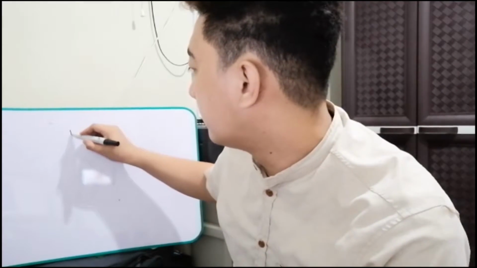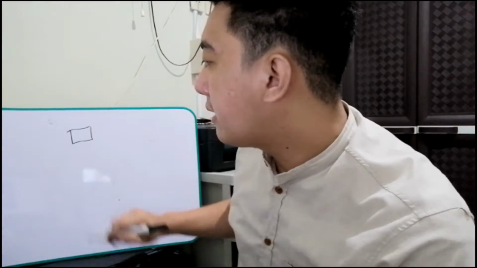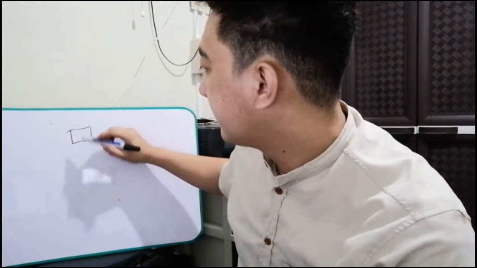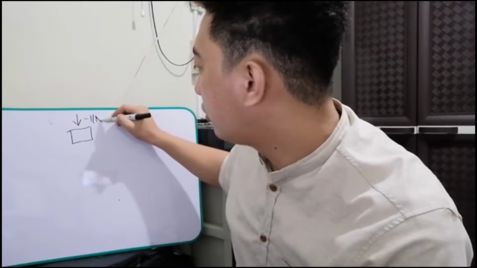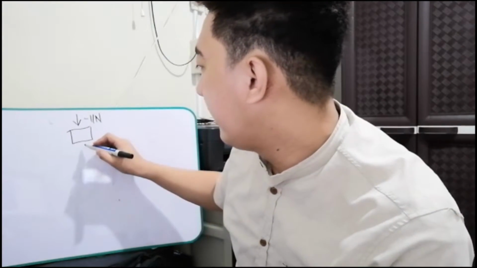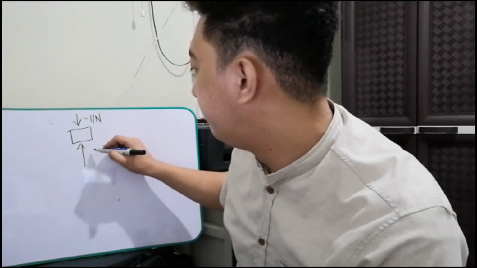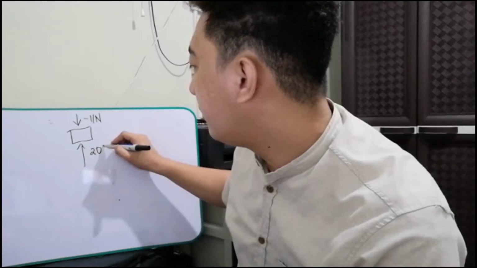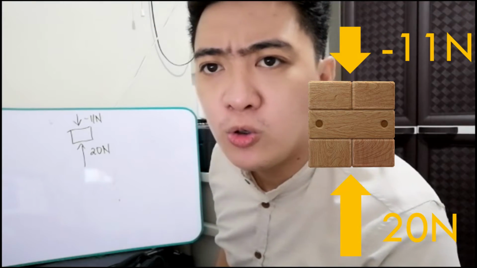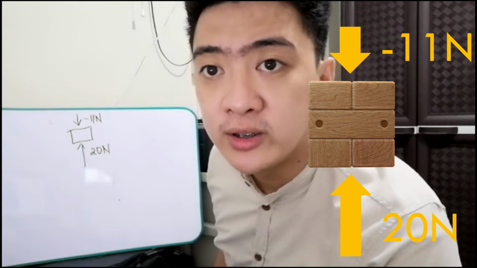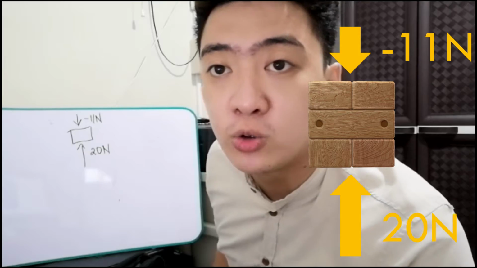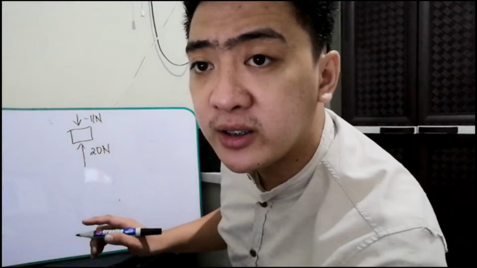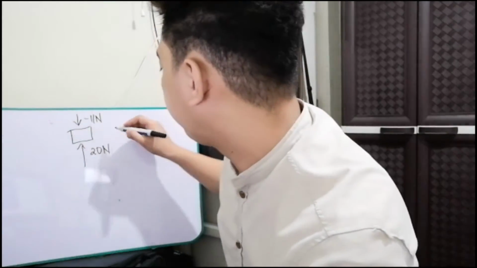So let's have another example of unbalanced force. For example, a box experiences negative 11 newtons downward and positive 20 newtons upward. So what would be the net force? And let us identify the needed force, or the equilibrant force, needed in order for it to balance. So let us first calculate the net force.